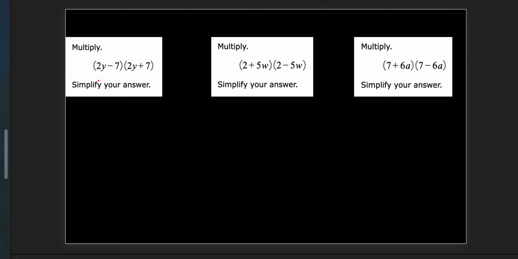So in this first problem, the first positions, 2y and 2y, give me 4y squared. The O for outer now, 2y times 7, that's 14y. The inner is negative 7 times 2y, so that's negative 14y. And the last is negative 7 times 7, which is negative 49. And these two are alike, and they add up to 0. So the answer is 4y squared minus 49.